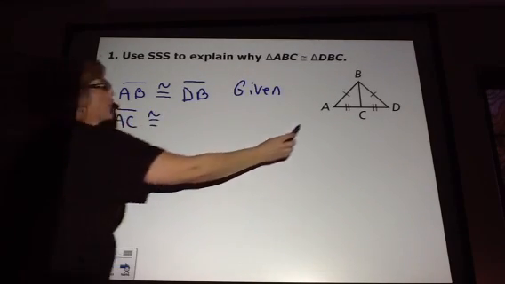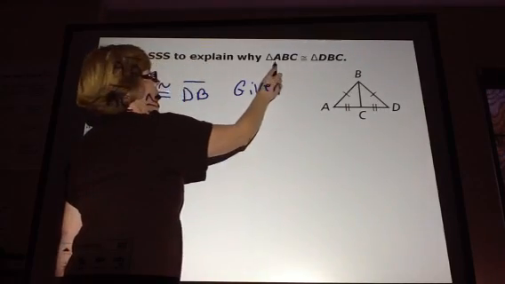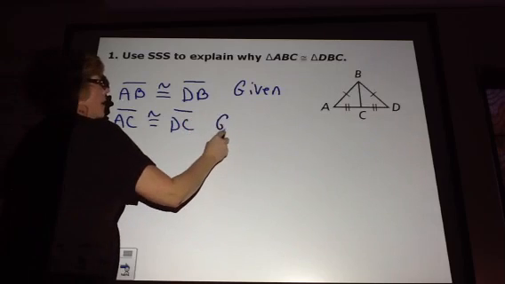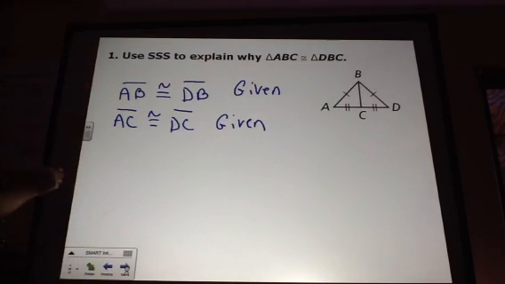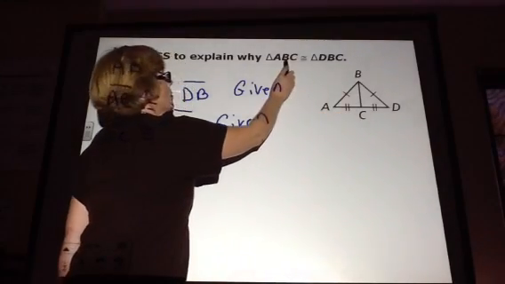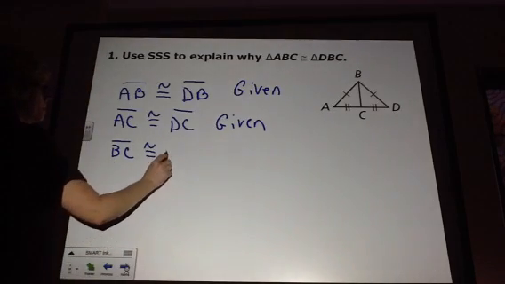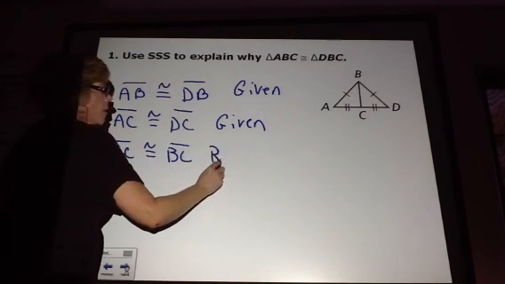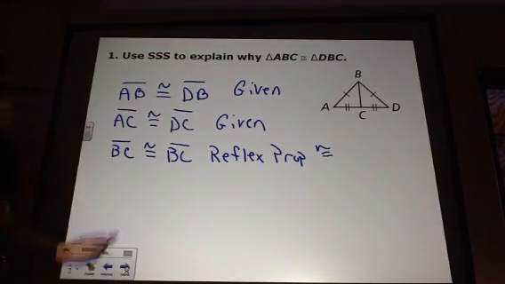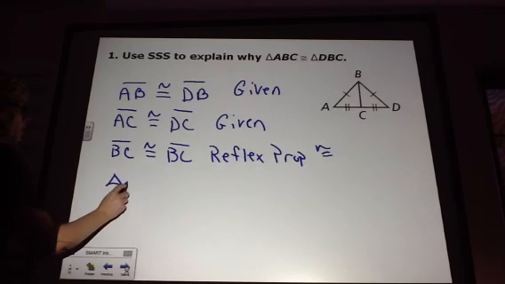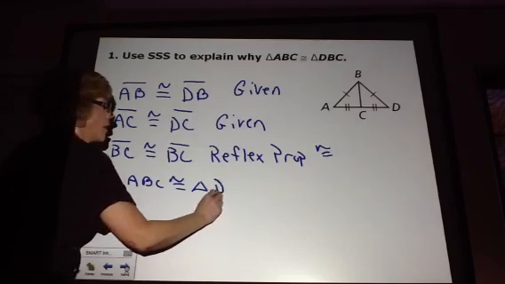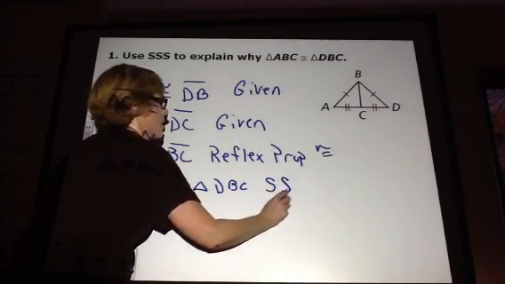AC is congruent to this segment. AC is going to be congruent to DC. Again, that is given because of your markings. Therefore, the third side, BC, this segment right here, which is BC, these segments are congruent because of your reflexive property. Once you have all 3 sides congruent, you can write your congruency statement with the triangles. Triangle ABC is congruent to triangle DBC because of side, side, side.